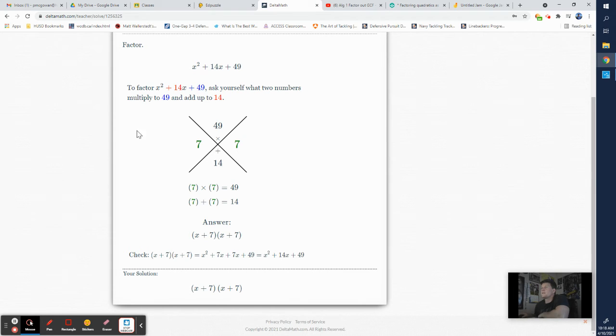Okay, there's Delta Math. They draw it up a lot cleaner than me, right? But look, you got your constant on top, the middle term on the bottom. You're multiplying to make the top, but adding to make the bottom. Let's try another one.